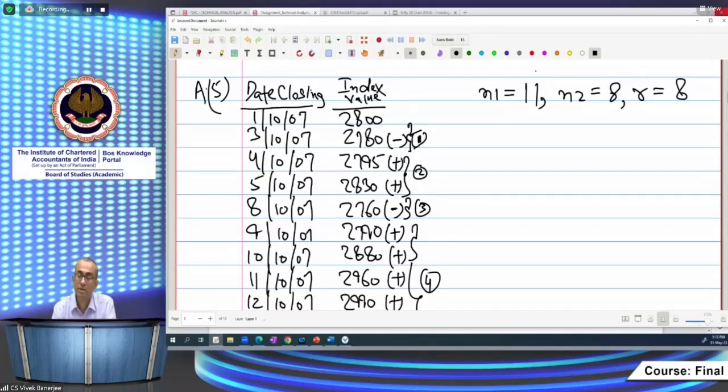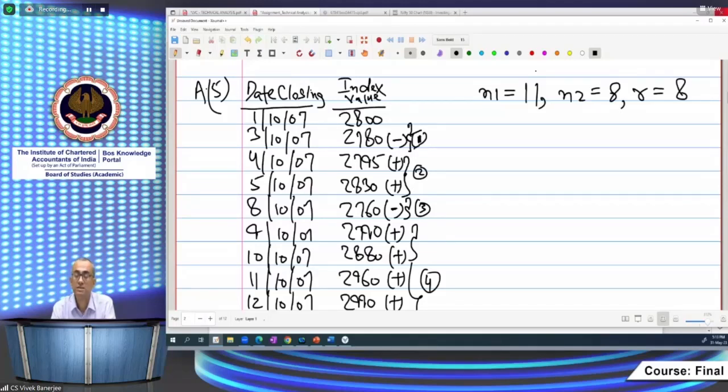Now, whether this change of direction, 8 times the direction is changing, whether it indicates an efficient market. What is an efficient market? An efficient market is the market in which the Sensex or index value cannot be predicted.